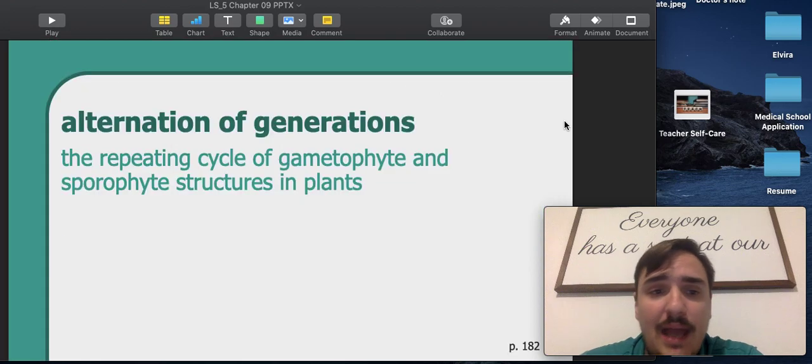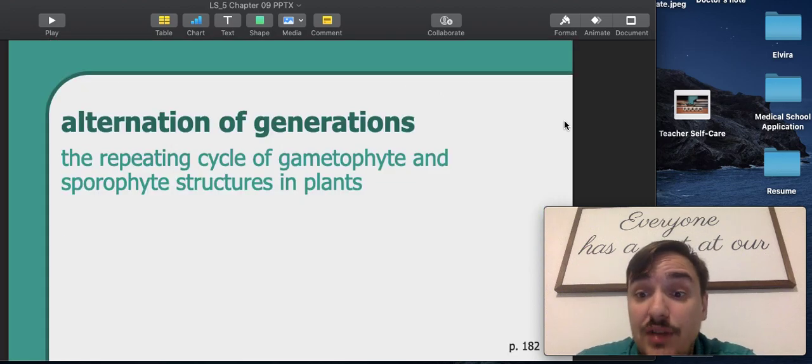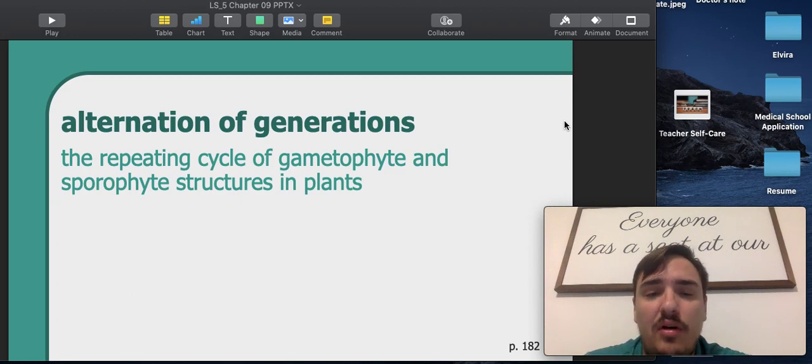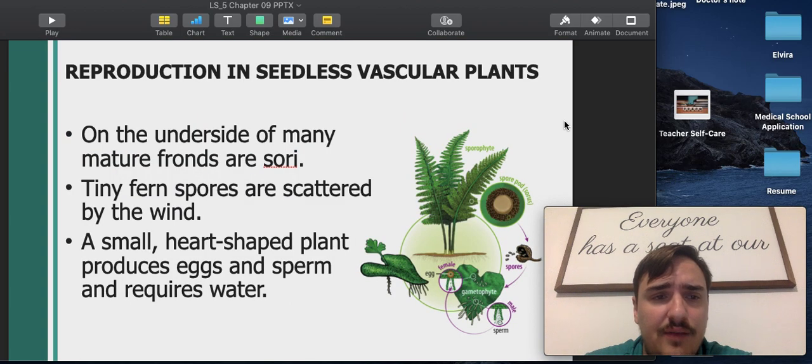Okay. Then you have the alternation of generations. This is a really important concept that we see in all plants, that the plants cycle back and forth between the gametophyte stage and the sporophyte stage. That's really all you need to understand for that.